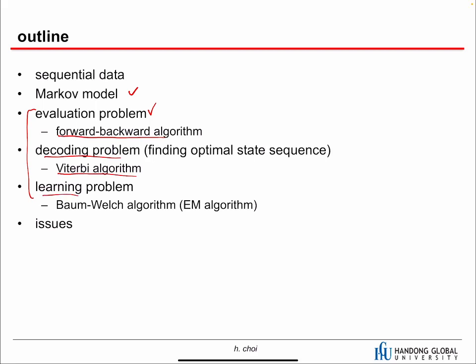So, given a lot of sequences, we have to train the HMMs. An HMM has a lot of parameters, so we have to update all the parameters based on the training samples. And then we'll talk about some other issues.